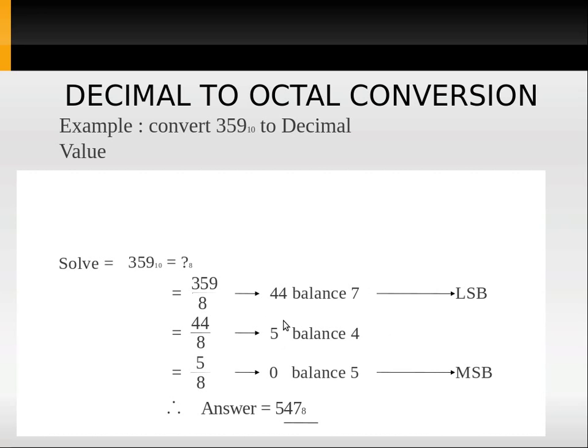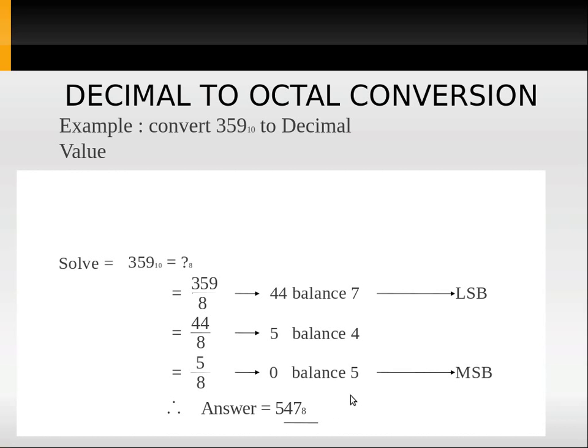So I would be getting the quotient as 5 and remainder as 4. Now again this 5 should be divided by 8, therefore the quotient would become 0 and balance, that is remainder, would become 5. Okay, so the remainder from the last process would be considered as an MSB. Therefore the equivalent value of 359 in octal representation is 547. So this is how we are going to convert a given decimal into octal form.